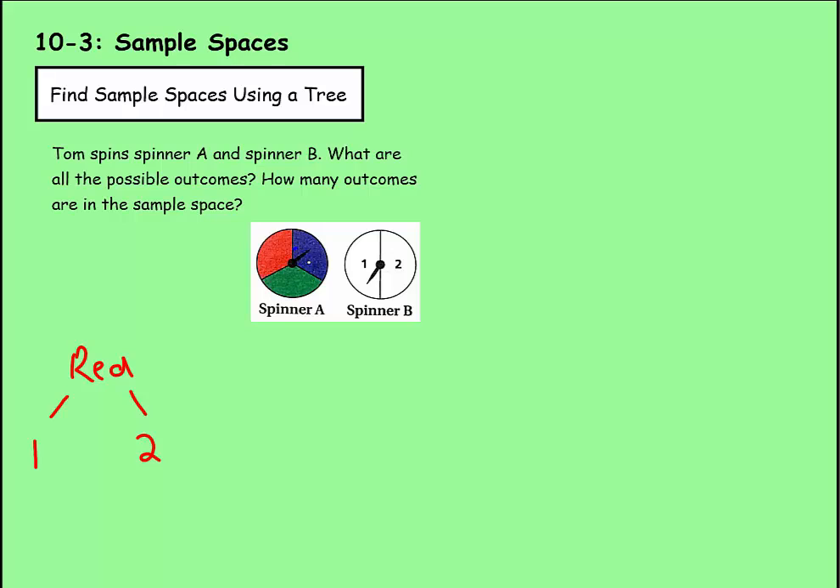The other outcome for this one would be blue. When it lands on blue, spinner B could either be 1 or it could be 2. It also could land on green. When it lands on green, spinner B could either be 1 or 2. So by making trees, we've found all the different kinds of outcomes that could happen with the sample space. So by counting all the different branches, 1, 2, 3, 4, 5, and 6, I count 6 total outcomes.